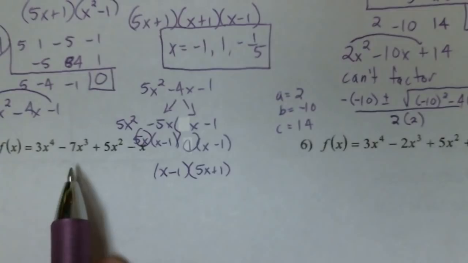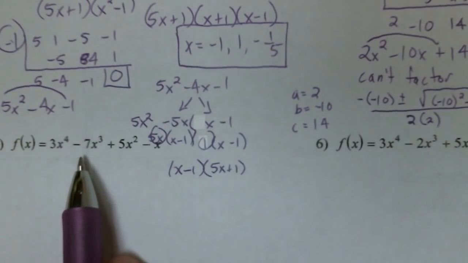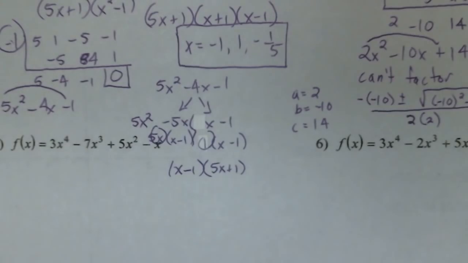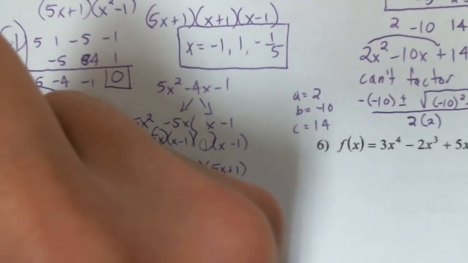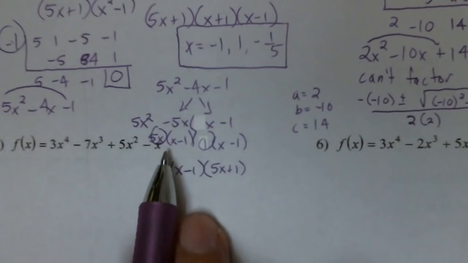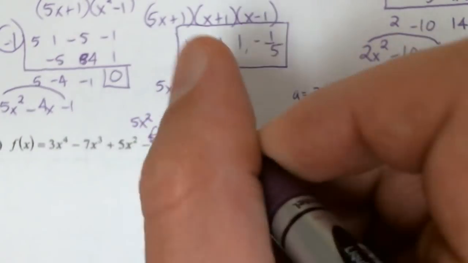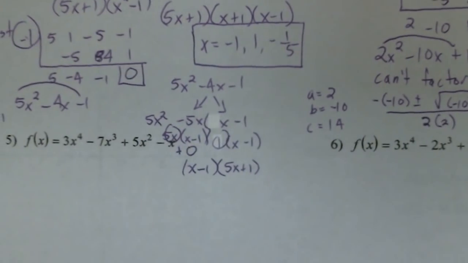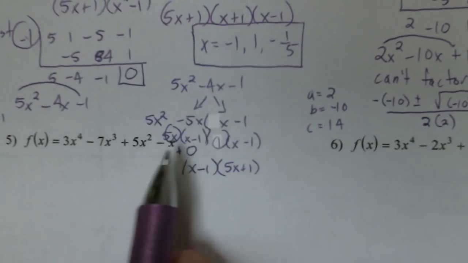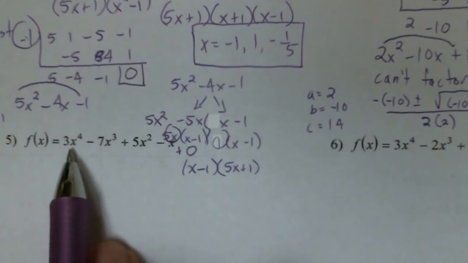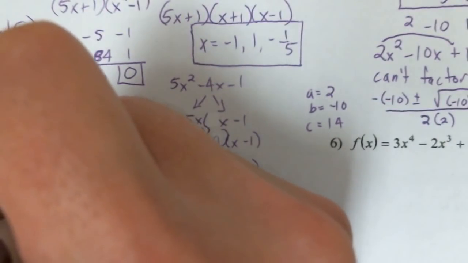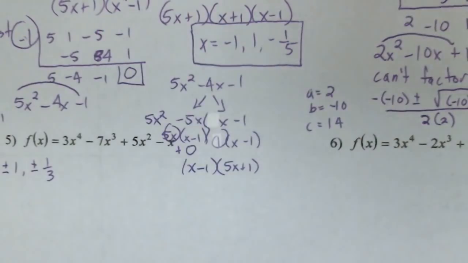Okay, let's keep going. The next one here, I have 3x to the 4th minus 7x to the 3rd plus 5x squared minus x. I'm going to go ahead and list out your possible roots. I need to point this out. There is no constant here, so this is a plus 0. So it's 0 over the plus or minus factors of 0 over the factors of 3. So your possible roots are 0, plus or minus 1, and plus or minus 1/3, actually.